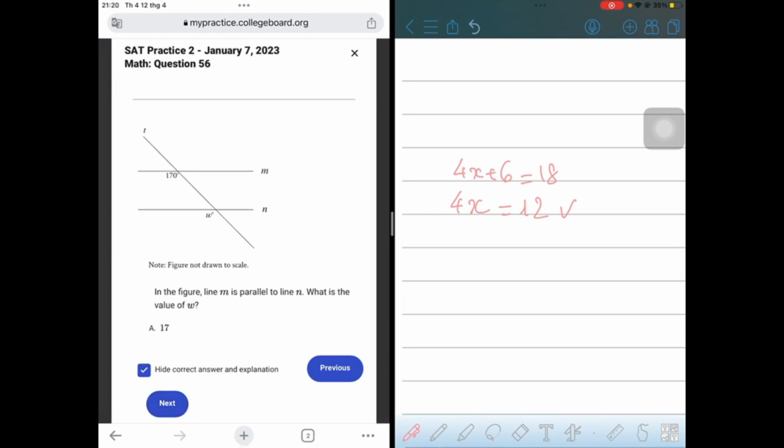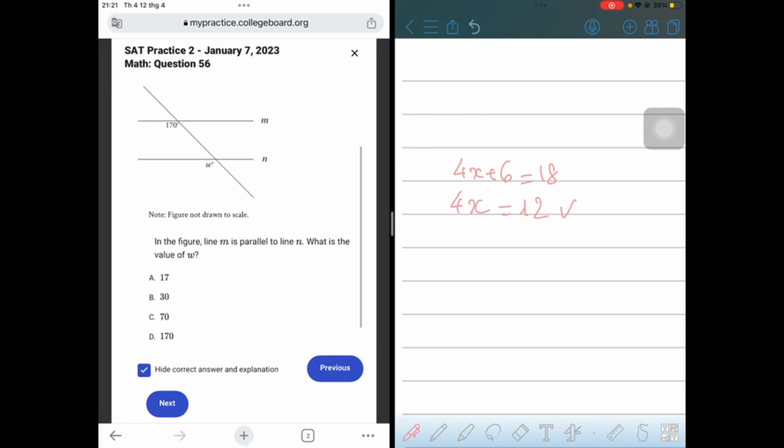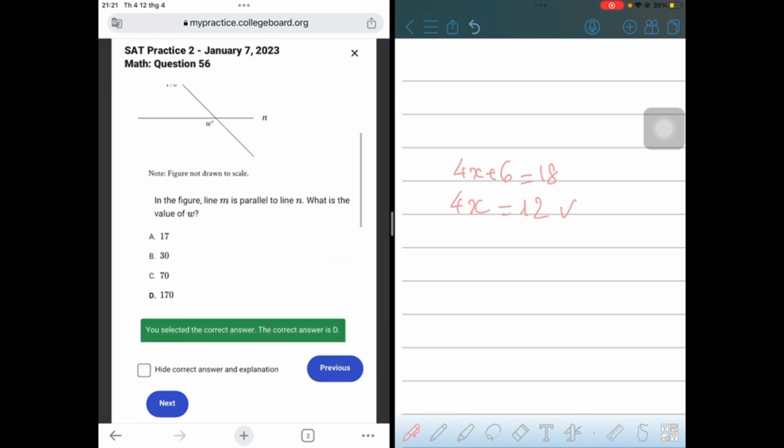You see on the screen M and N are parallel, so it means that W will equal 170. So the correct answer is D, right?